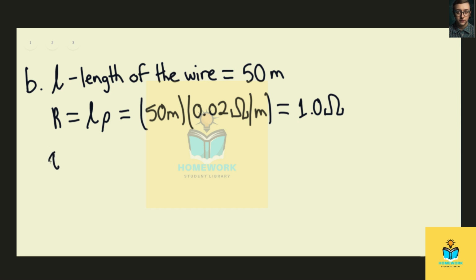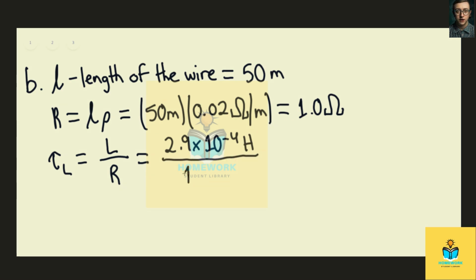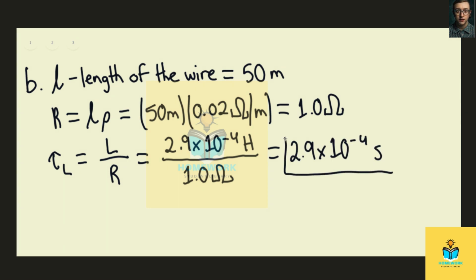And we find the inductive time constant. This would be equal to the self-inductance found in part A divided by the resistance R. This is equaling 2.9 times 10 to the negative fourth henries divided by 1.0 ohm. And this is giving us 2.9 times 10 to the negative fourth seconds. This would be our answer for part B. Again, the inductive time constant tau sub L.